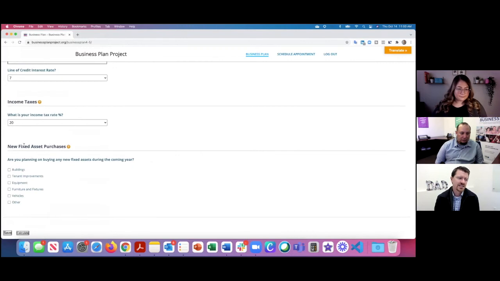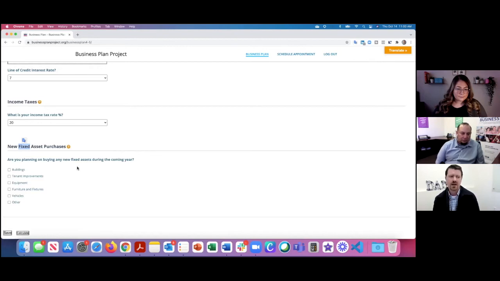The last section here is new fixed asset purchases. So if you bought something in the middle of the year or past the starting point, you could depreciate that later on as well, because a fixed asset is something that has a useful life. It's not just that you're going to use it in that first year. I don't use it too much, quite honestly, because usually I build it into the starting point.